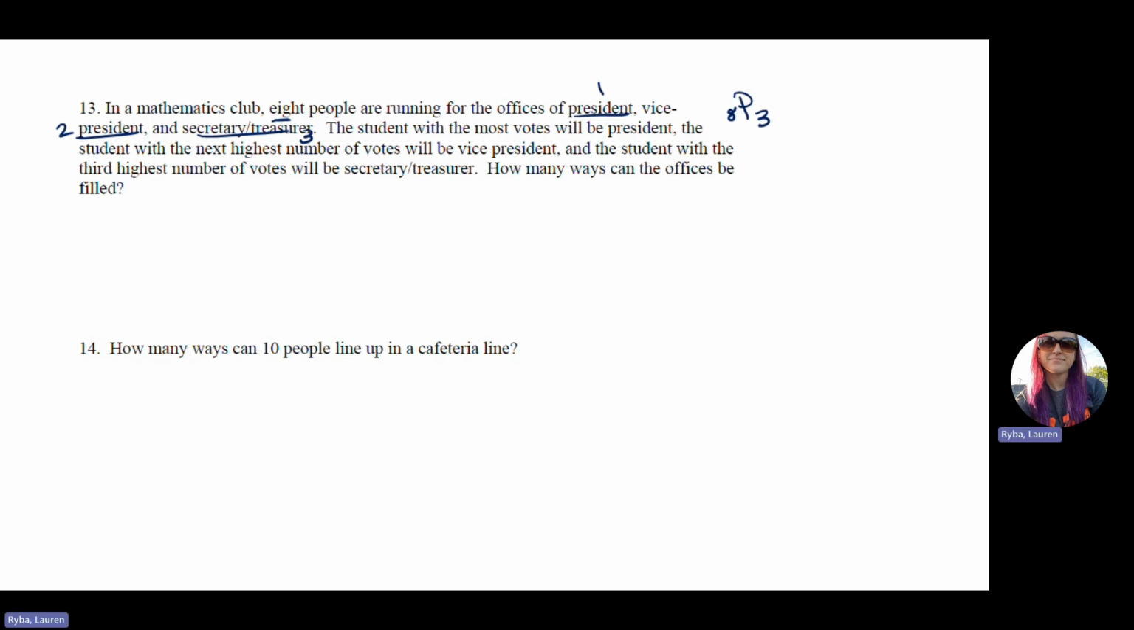Okay, so I could either go to Desmos, or I could use my formula. The formula is 8 factorial over their subtraction. 8 minus 3 is 5 factorial. So 8, 7, 6, 5. I'm going to stop there because the 5's then cancel. And then 8 times 7 times 6 is 336.